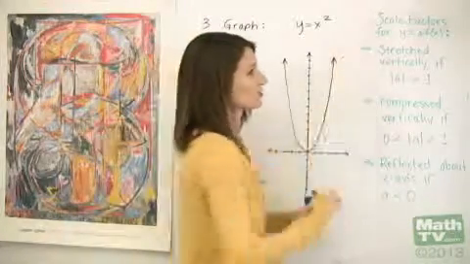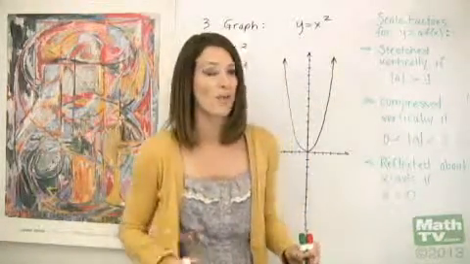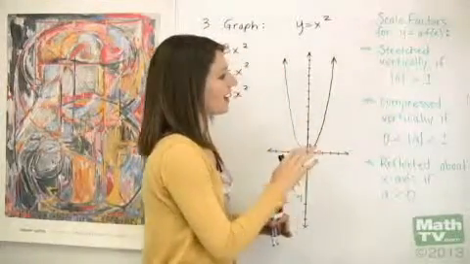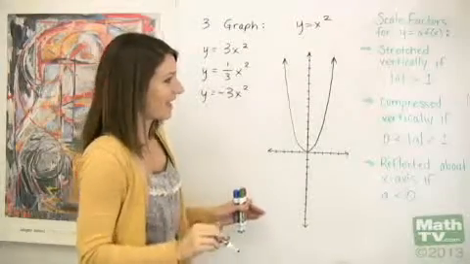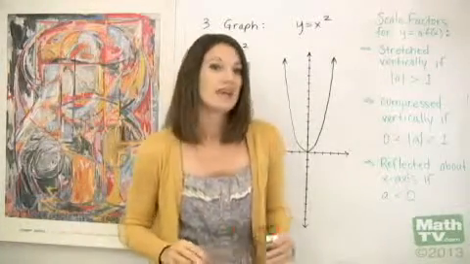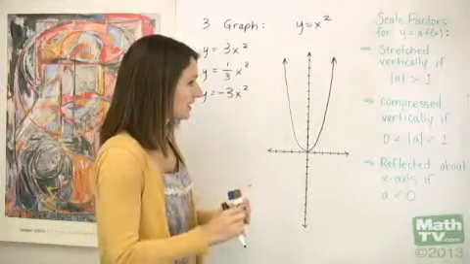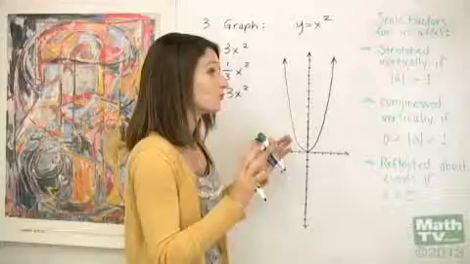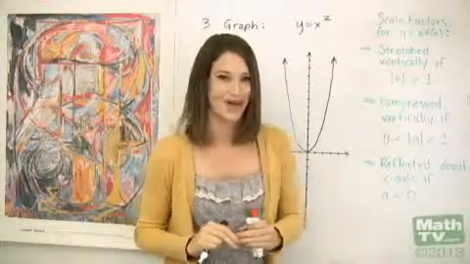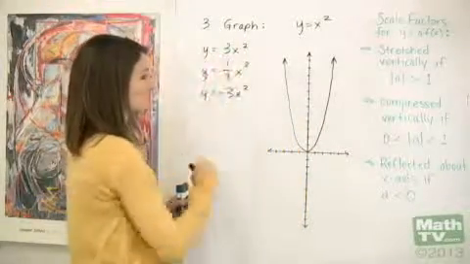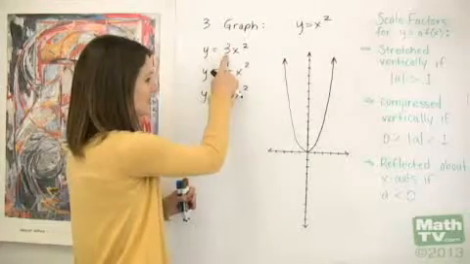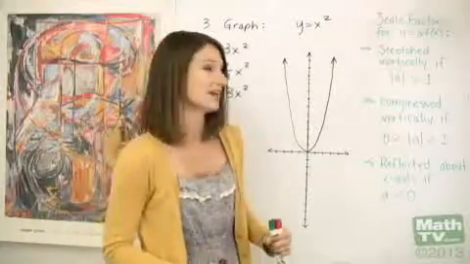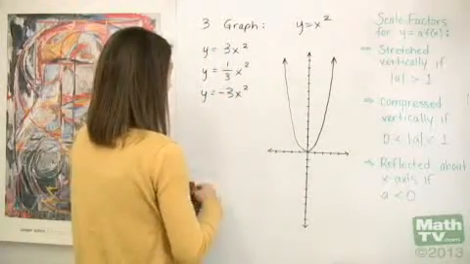Now, if we look at our rule for scale factors, for a function where y equals a times f of x, then we know that if the absolute value of a is greater than 1, our graph is going to be stretched vertically by a factor of that absolute value of a. So for y equals 3x squared, 3 is greater than 1, so we know that the graph of this function is going to be stretched vertically.